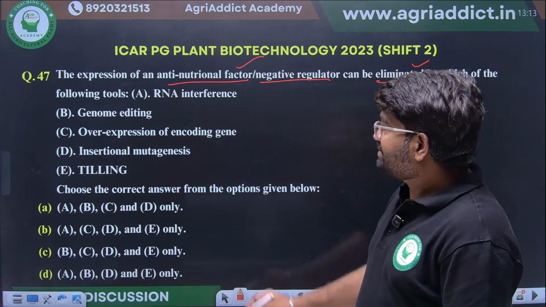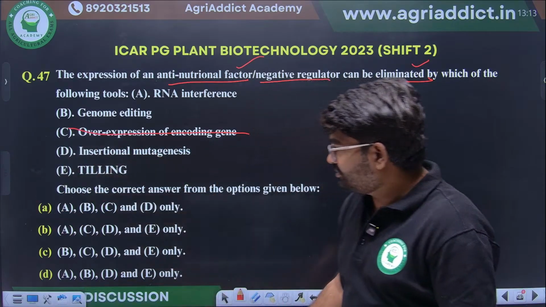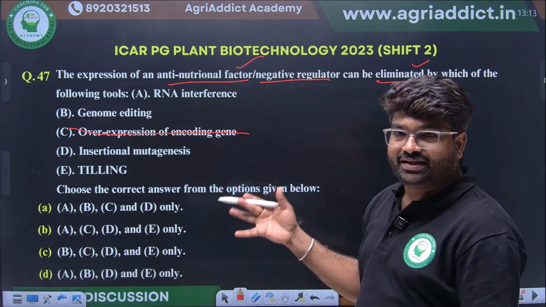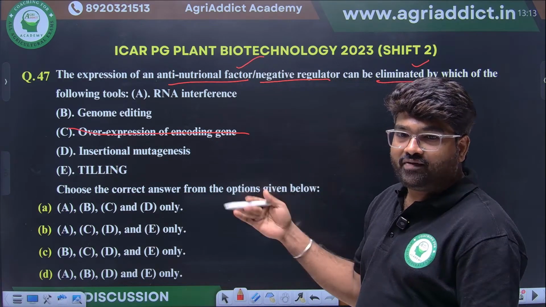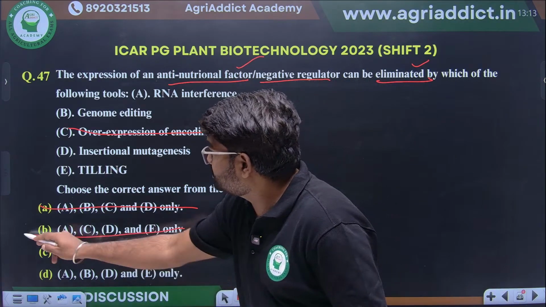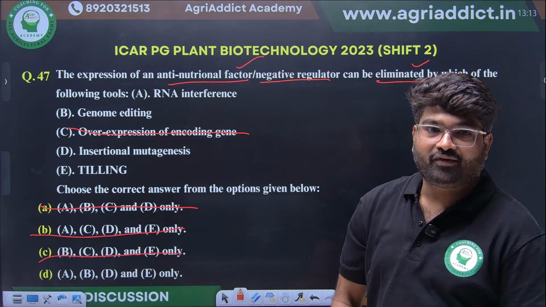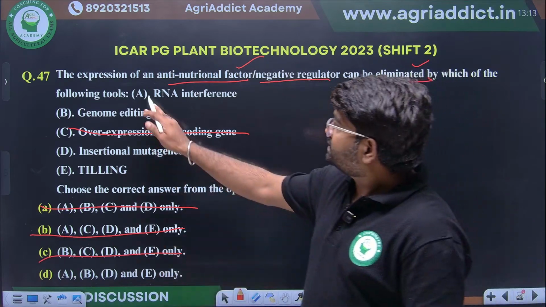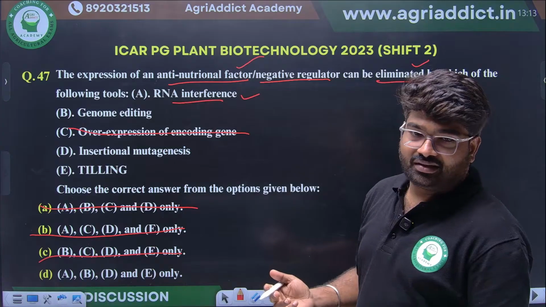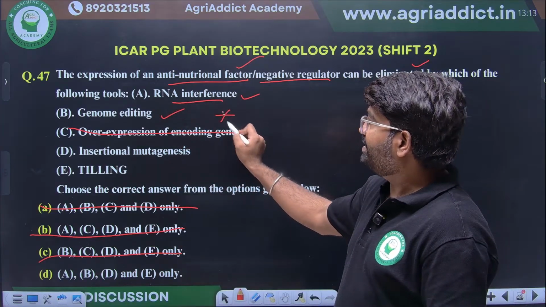Okay. See here, overexpression of encoding gene. This will definitely not come. If you overexpress, that particular component will accumulate more only. So wherever C is coming, that option will not come. Clear, simple way. RNA interference, yes. Gene editing technique, genome editing we can use, yes. The particular gene can be knocked out.